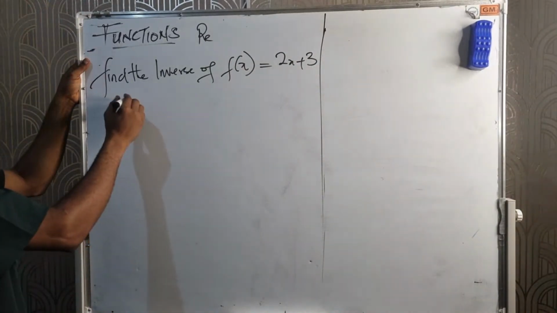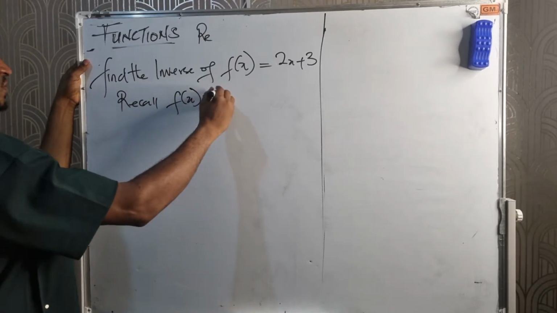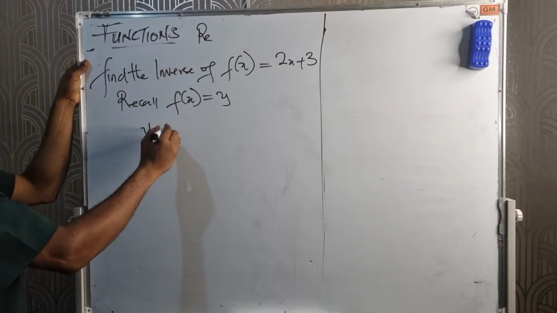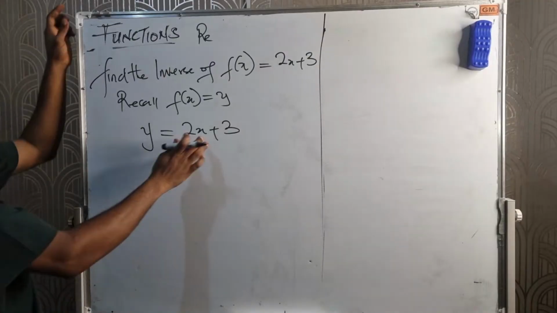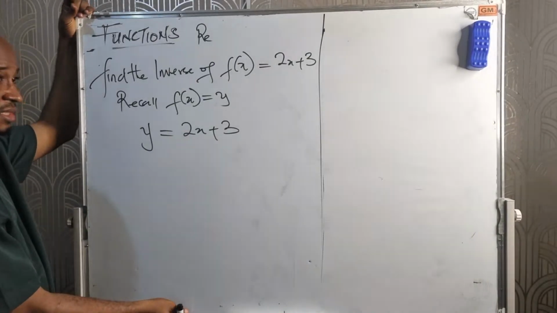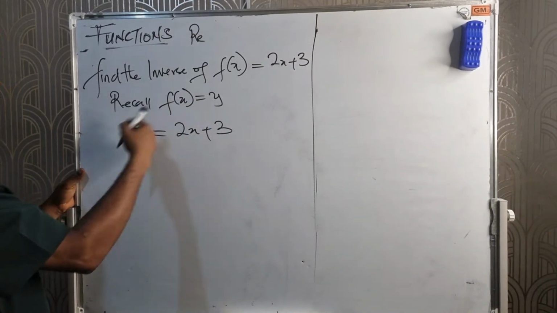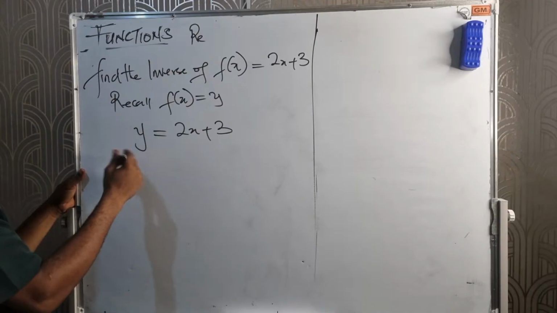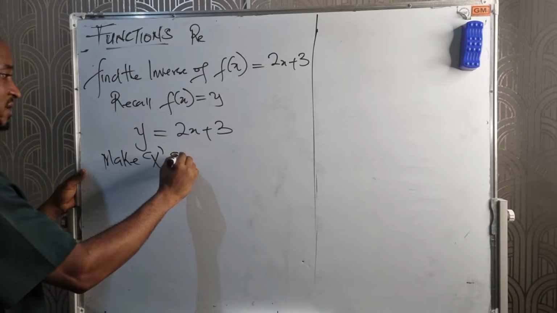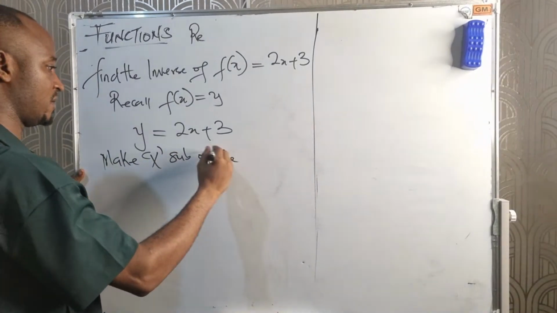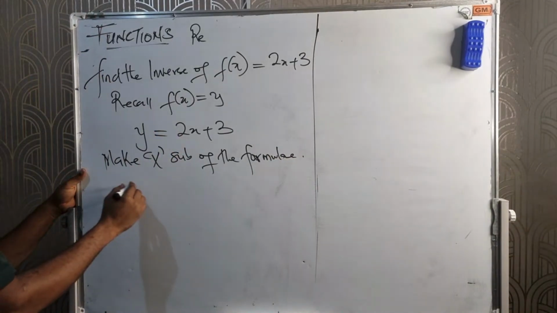The same thing, we need to recall that f of x is equal to y. Here becomes y equals 2x plus 3. So what we do here is to make x the subject of the formula, right? I can say subtract 3 from both sides, or I will just move this to this side. So we make x the subject of the formula. That will give us what?